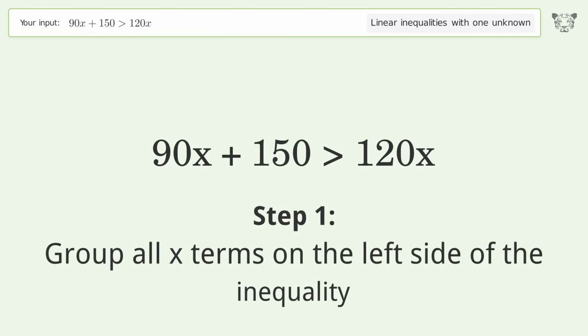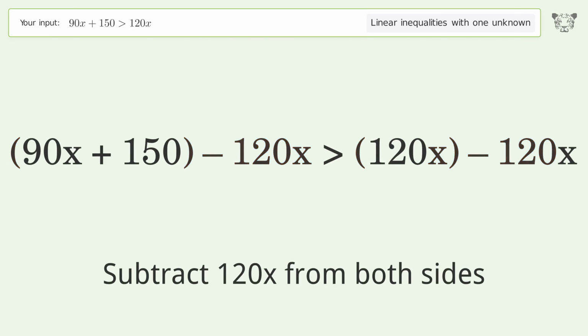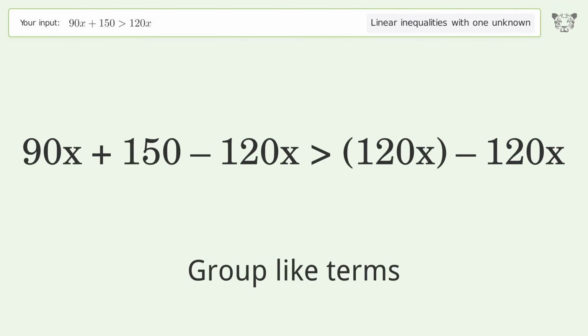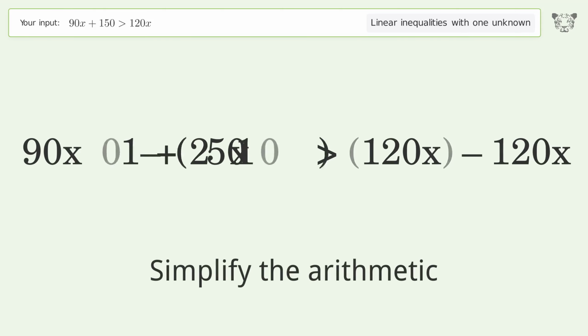Group all x terms on the left side of the inequality. Subtract 120x from both sides. Group like terms. Simplify the arithmetic.